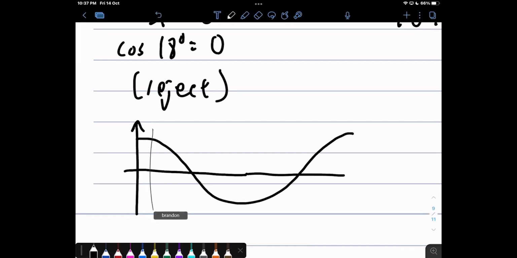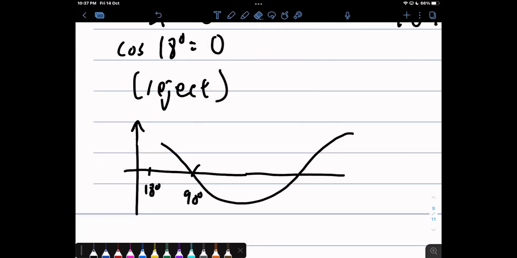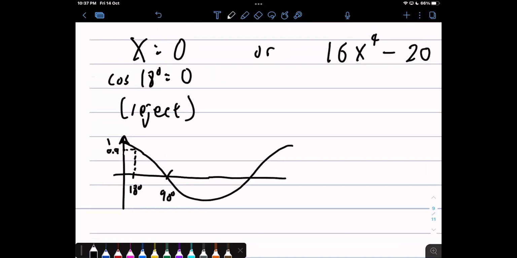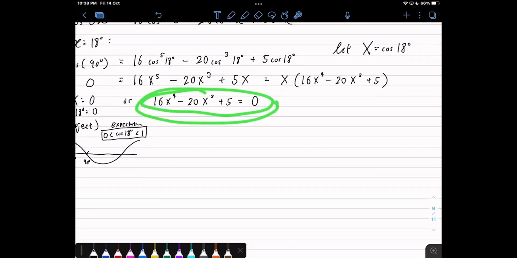This is the cosine graph. Here's 90 degrees. Cosine of 18 degrees is less than 1 and more than 0. Let me just chop this off and draw it nicely. Yes, the 1 is there. 18 degrees is a bit less than 90, so cosine is 0.9 something. So you expect it to be positive, more than 0, less than 1. This is our expectation, and this x equals 0 is clearly wrong. So we reject, and we are now back to this kind of equation.